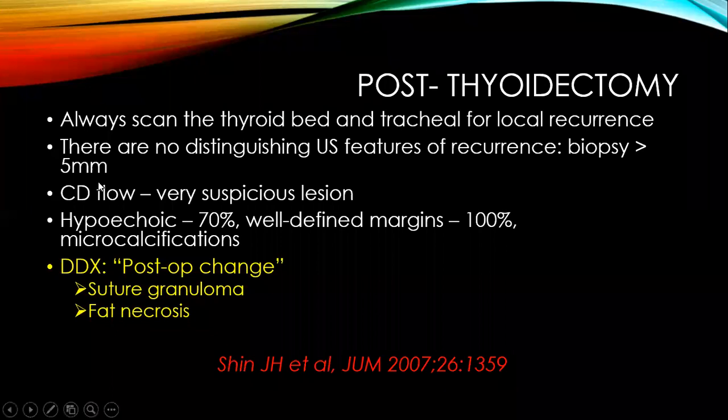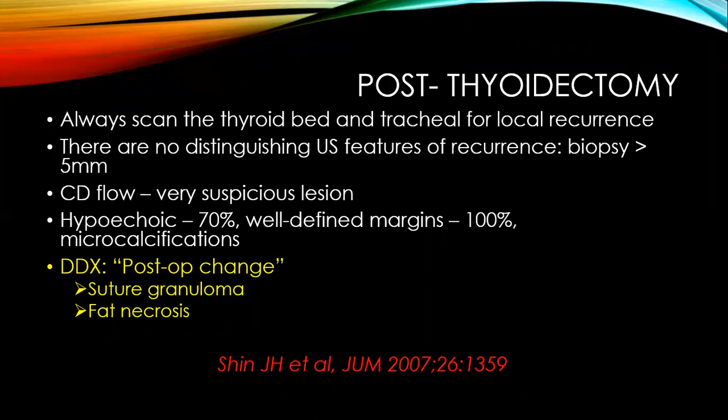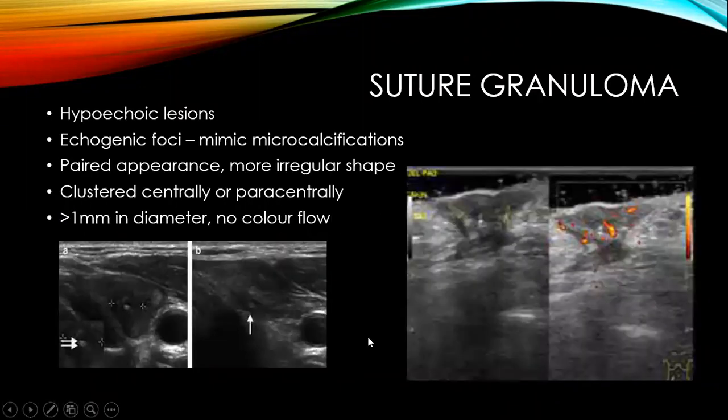And if we then see color flow on that nodule, then that lesion becomes very suspicious. Most of the nodules are hypoechoic 70% of the time, and they've got well-defined margins 100% of the time. And we might also see microcalcifications. A differential diagnosis to consider post-operation, if we see lesions, is what is called suture granuloma, and we might also get fat necrosis. So we're just going to talk about suture granuloma, which is seen in these images.